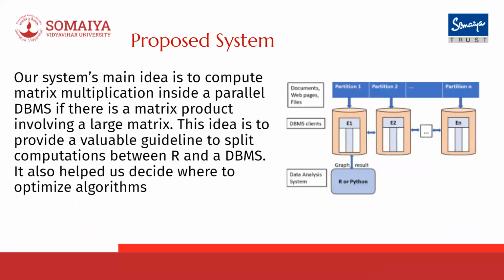This is the proposed system, as you can see in the diagram. The main idea is to compute matrix multiplication inside a parallel DBMS if there is a matrix product involving a large matrix. This idea provides a valuable guideline to split computations between R and a DBMS. It will also help us decide where to optimize the algorithm. In the diagram, we can see there are n partitions into which the DBMS is split, and the results are additionally outsourced to R or Python, which analyzes the data.